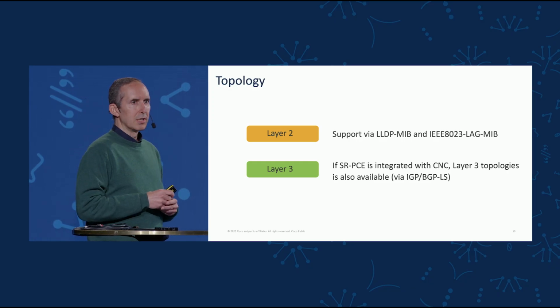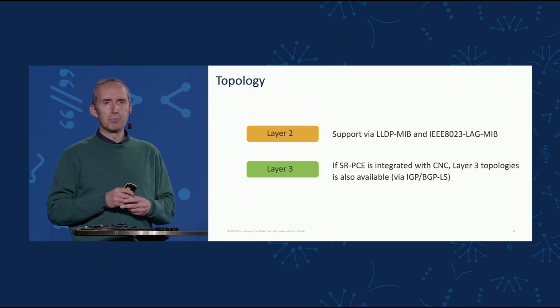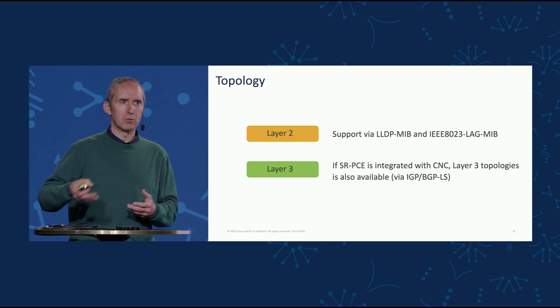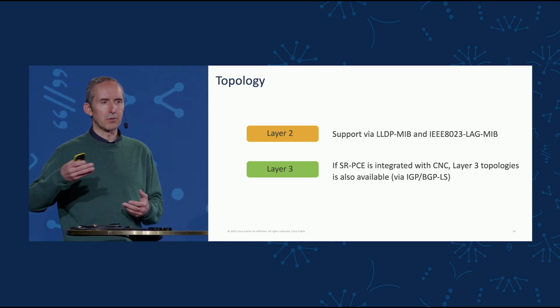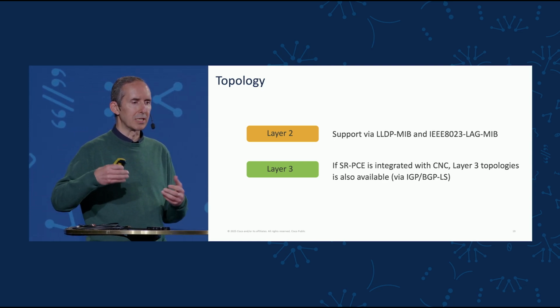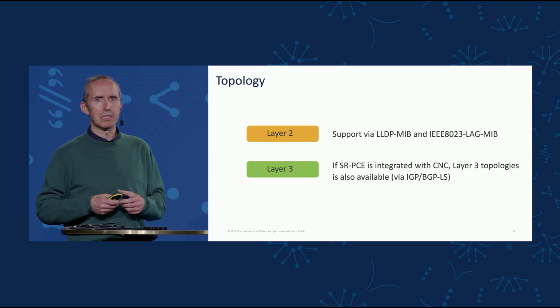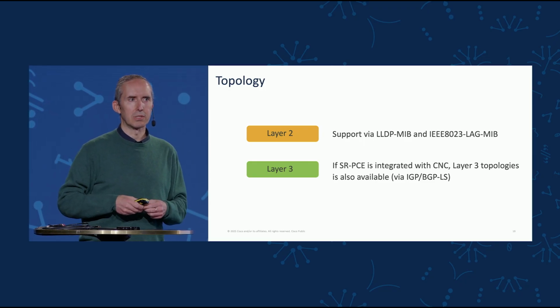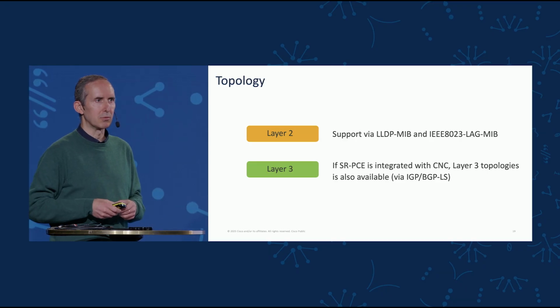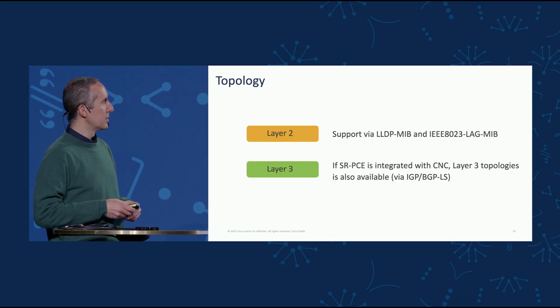And for layer 3, we normally rely on the BGP link state protocol to discover the layer 3 topology from the IGP, and for that we need the SR-PCE in the solution, right? That is part of the CNC, which in many cases is there from the beginning.